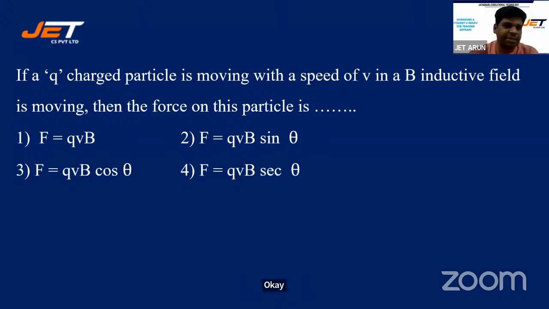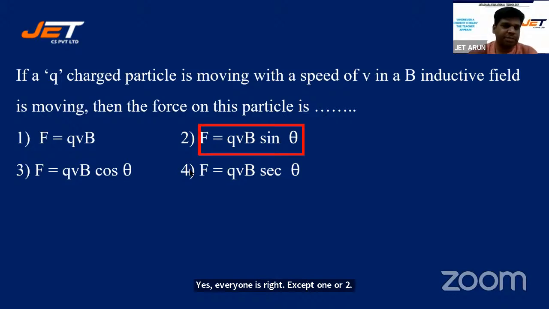Yes, everyone is right, except one or two. Students, two is absolutely right, because sin theta is supposed to be mentioned to be more exact. But he hasn't mentioned that the particle is moving perpendicular to the magnetic field. If it were moving perpendicular to the magnetic field, then QVB is right. But in a more general sense, QVB sin theta is right, where theta is the angle between the velocity vector and the magnetic field.